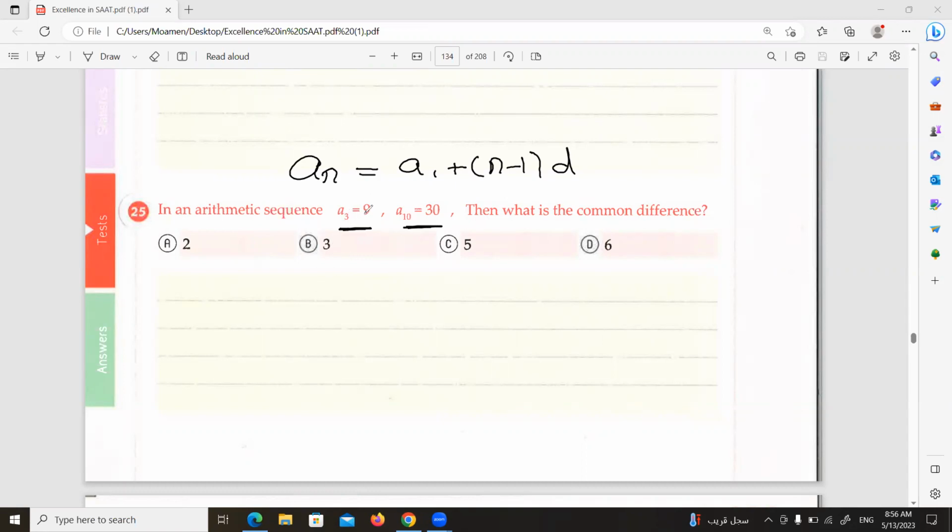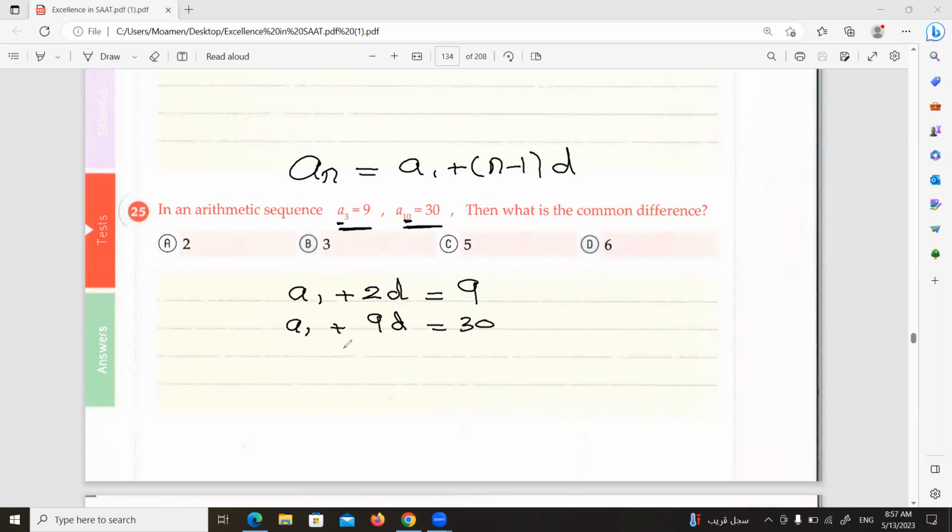I'll substitute for A3. A3 is equal to 9. What is A3? A1 plus n minus 1, where n is equal to 3. 3 minus 1 is equal to 2. So A1 plus 2D equals 9. And then A10 is equal to A1 plus 9D, because n here is equal to 10, and 10 minus 1 equals 9, equals 30.